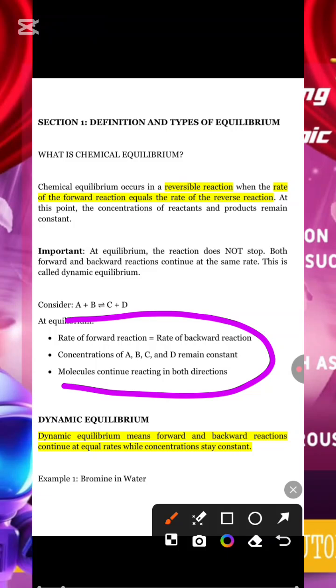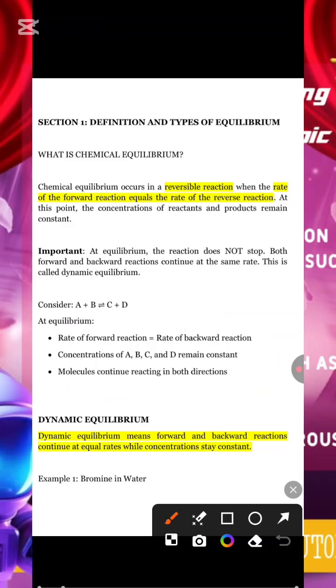Now you need to know that the type of equilibrium seen in chemical reactions is called dynamic equilibrium. You can see it right here. When we say dynamic equilibrium, what does it mean? You can see it highlighted in yellow. Dynamic equilibrium means that the forward and backward reactions continue at equal rates, while the concentrations of all the reactants and products remain constant, not equal. I'm saying this for the second time.